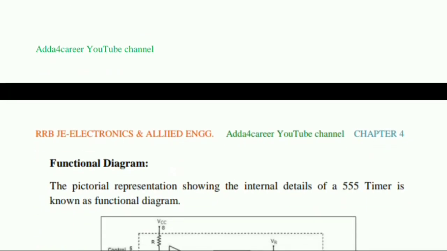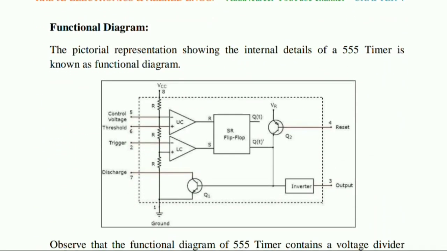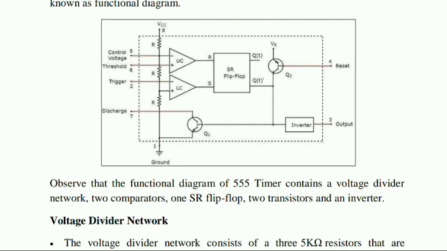Now the functional diagram of this 555 timer. The internal circuit diagram of the 555 timer contains two comparators, one upper comparator and another lower comparator, and two transistors, Q2 which is PNP and Q1 which is NPN, and one SR flip-flop. So this is the functional diagram.